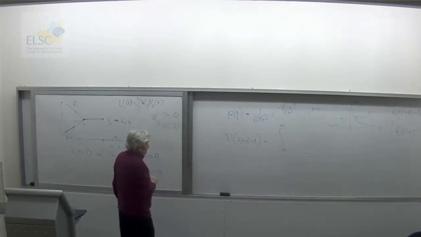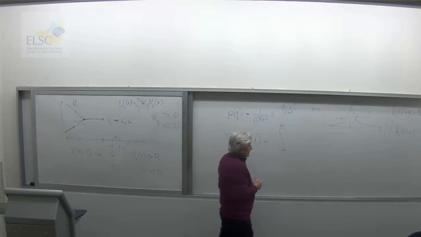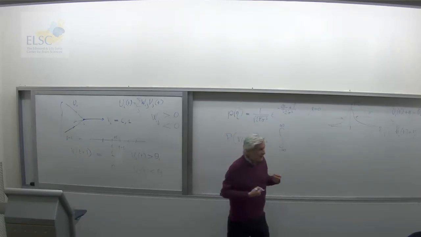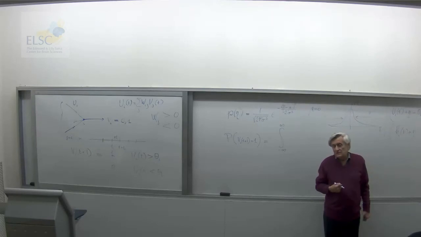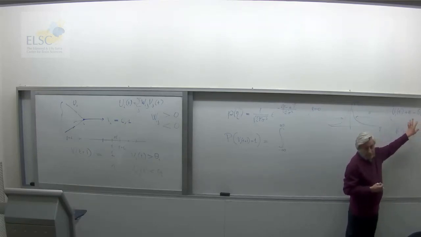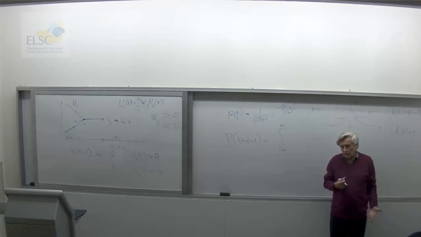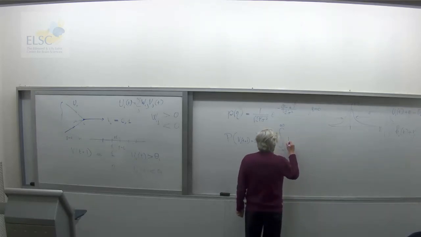So now let me do the following. I'm asking what is the probability that this will be larger than eta i, namely that this will be positive. What's the probability that this will be positive? And let me write it as follows.